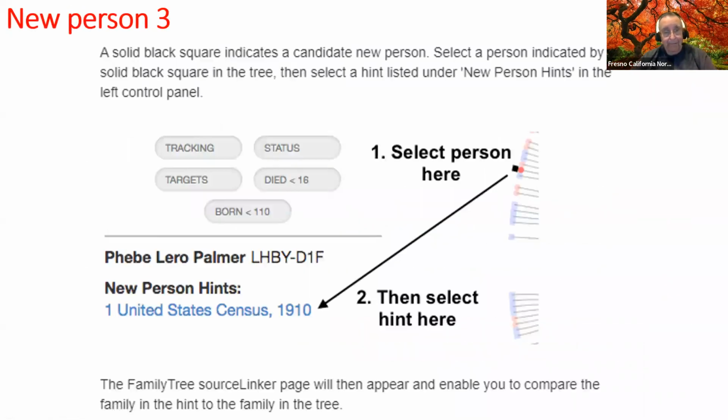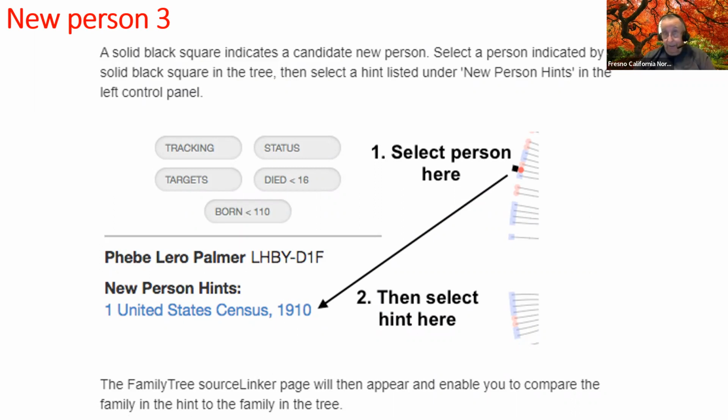This will come up, and it's saying that that person was Phoebe Laro Palmer. And there's a 1910 census for Phoebe. Click on it and then go through and process this hint into tree, and you're going to add somebody new. And that's how this works.